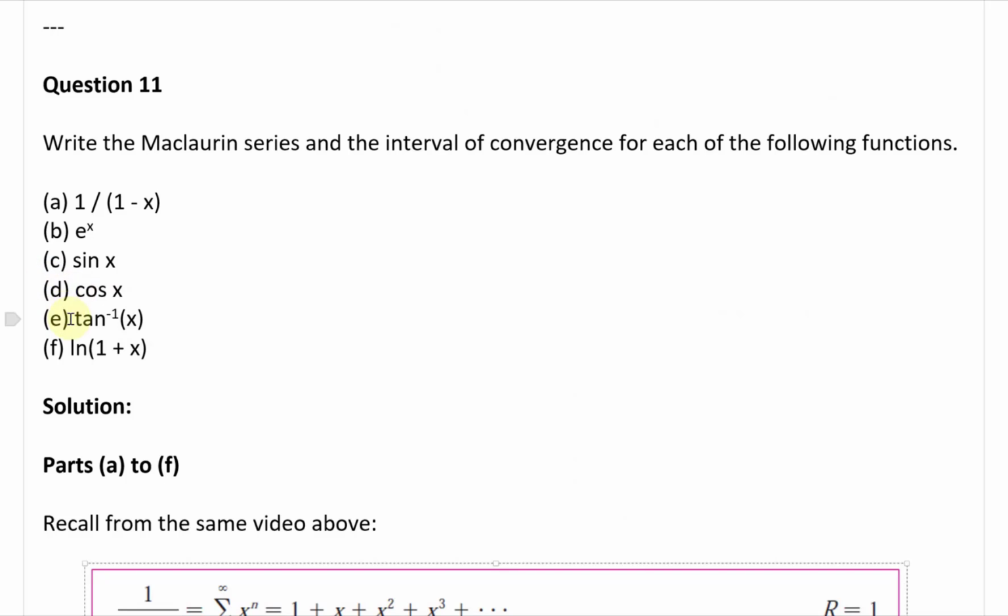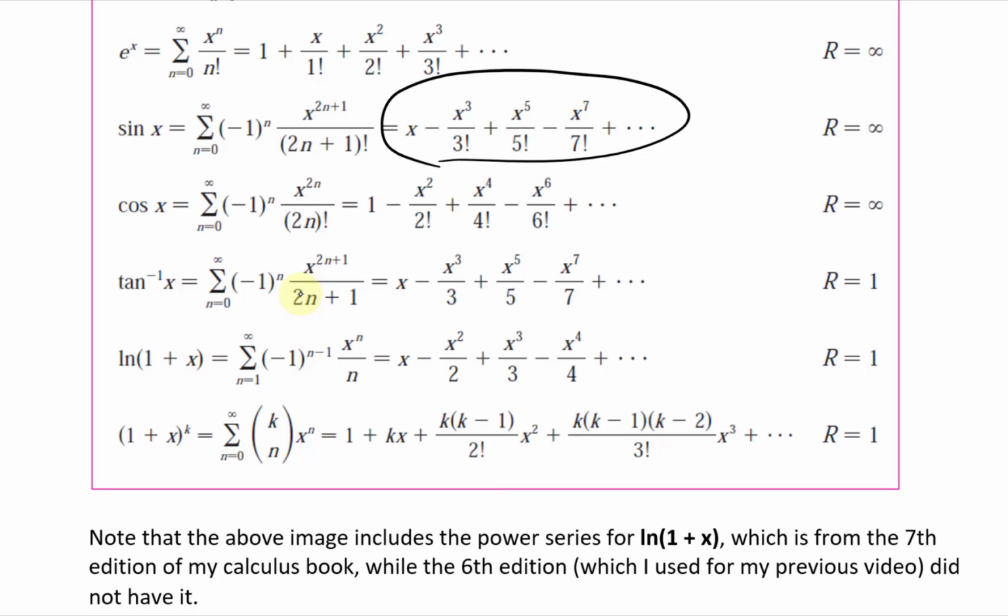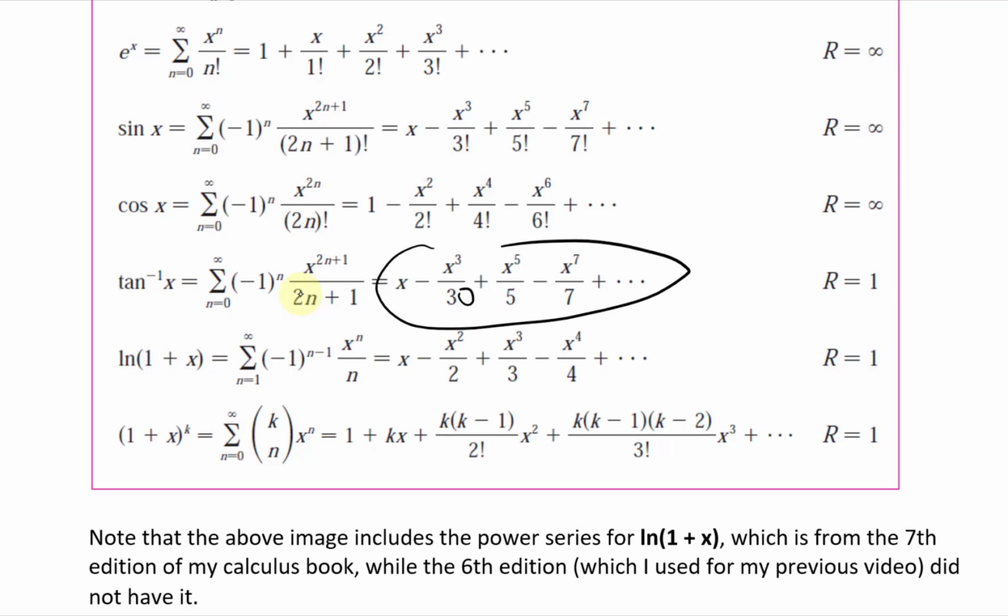Now the next one, E, is inverse tan of x, or inverse tangent. You have the summation from n equals 0 to infinity of negative 1 to the power of n times x to the 2n plus 1 divided by 2n plus 1, but it's not a factorial. This is exactly the same as the sine, everything's the same except there's no factorial there, while those ones are factorials, which is quite interesting. The radius of convergence for this is 1, so not infinity. Those are infinity, this is 1.